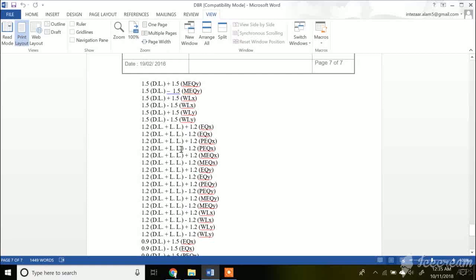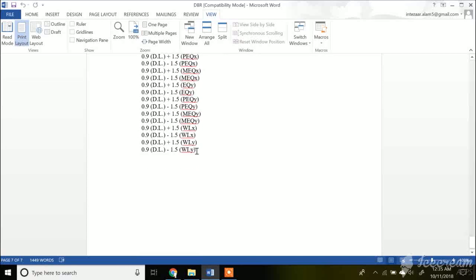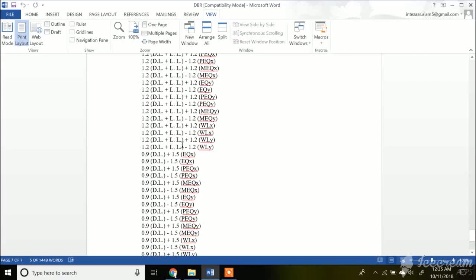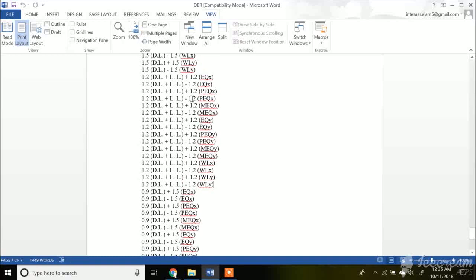One important thing regarding load combinations you need to take care of is that wind load and earthquake load never act together. If you are having dead load plus live load plus wind load, then you need not consider earthquake load. Or if you are having earthquake load, dead load and live load, then there is no wind load. That means dead, live, earthquake and wind are not acting together. Only a combination of dead, live, earthquake, or dead, live, wind will act on your structure.